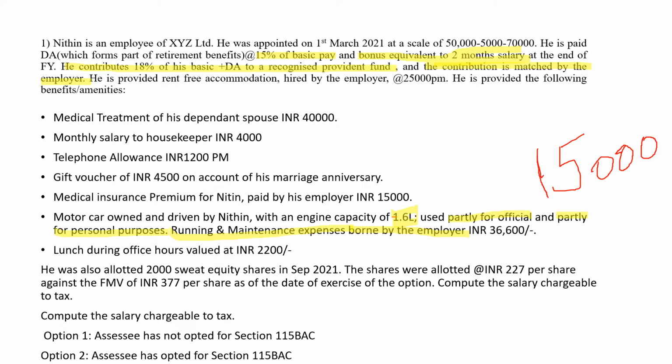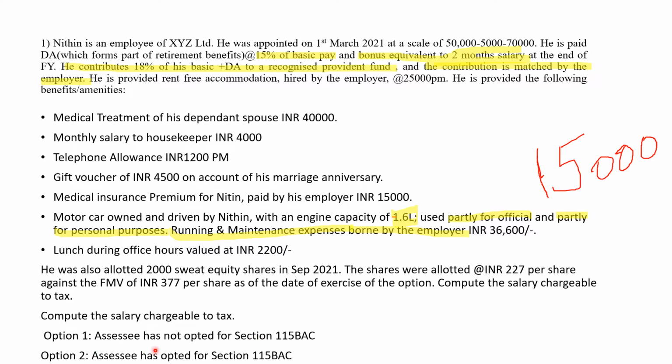Then lunch during office hours is 2,200. Then he was allotted 2,000 sweat equity shares in September 2021. These shares were allotted at the rate of 227 per share against a fair market value of 377 per share as of the date of exercise of option. Compute the salary chargeable to tax. Now in the next slide we'll see option 1.